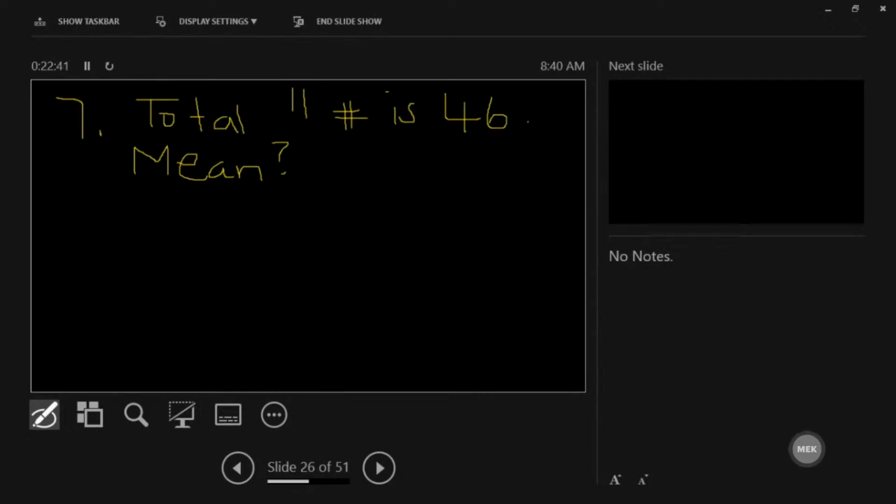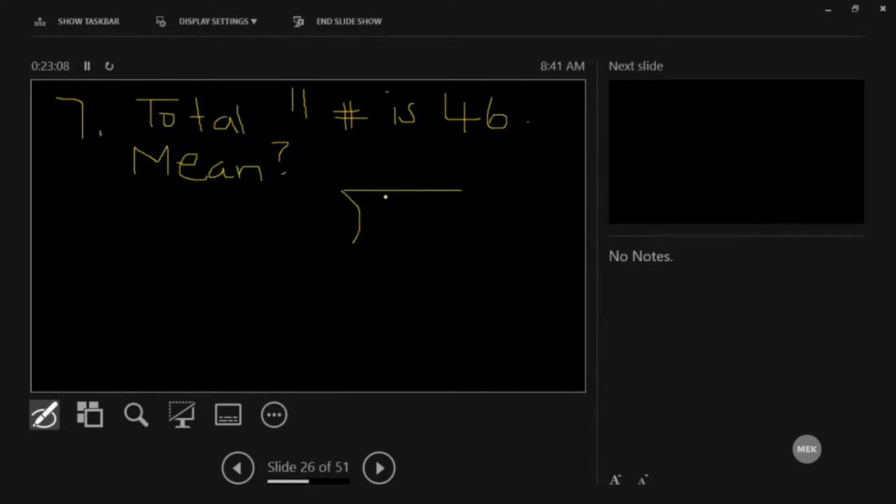What would we do to find the mean? So it's 46 divided by 11. Right, so John says 46 divided by 11, and John is saying he got 4.6. So let's do that and see what we get.